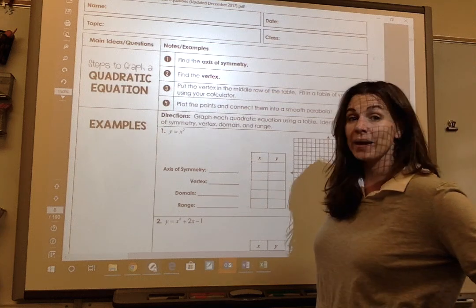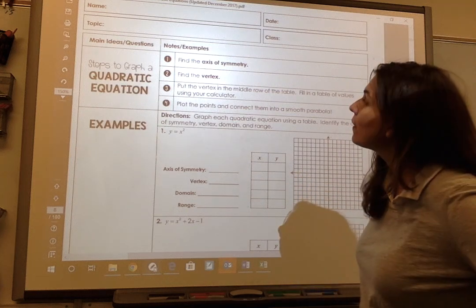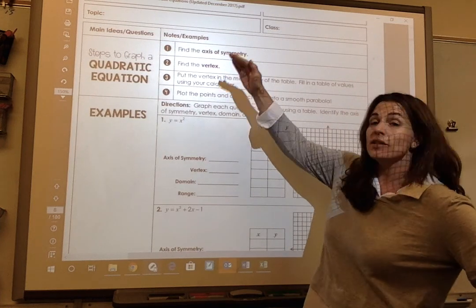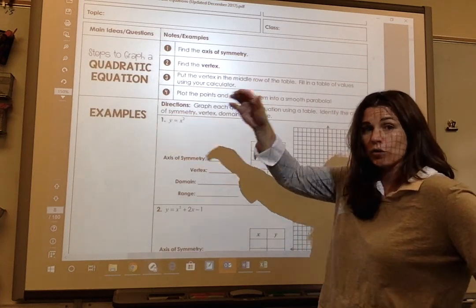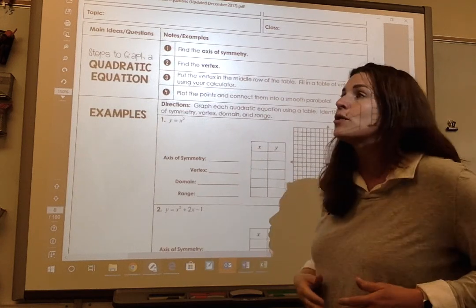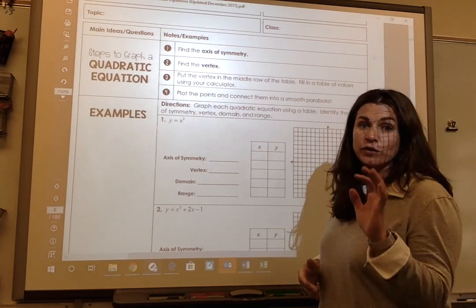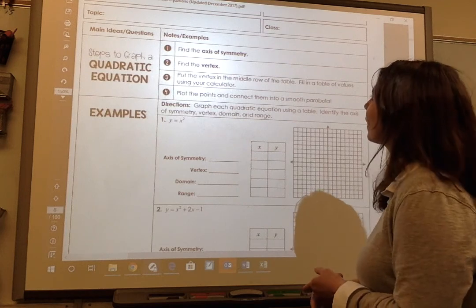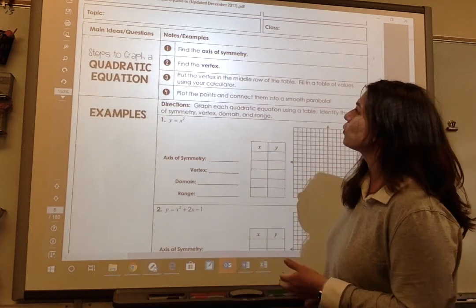All right, here we go. We're on page 68, which is graphing quadratic equations, and you'll notice there are steps to graph a quadratic equation. Before we did the sketch, so you already know how to find the axis of symmetry, you already know how to find the vertex, which is key right there. So we already know how to do steps 1 and 2.